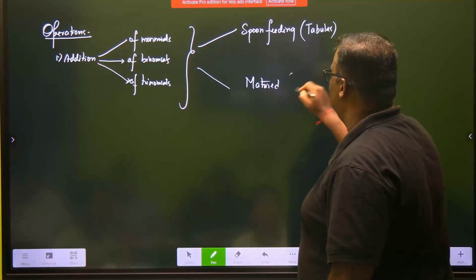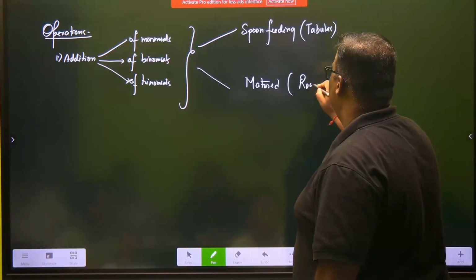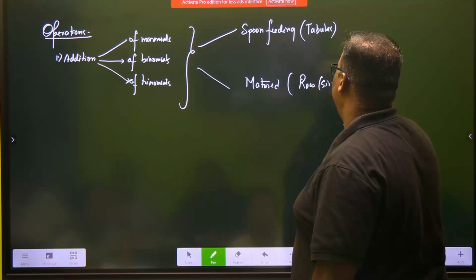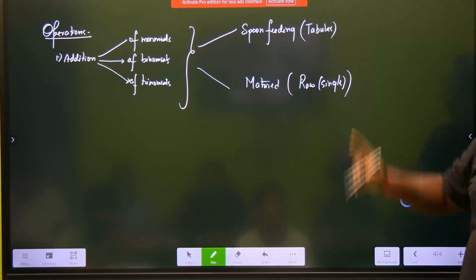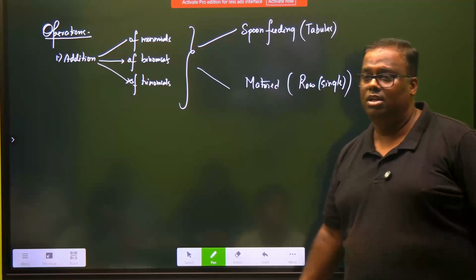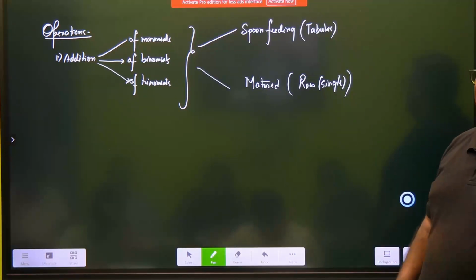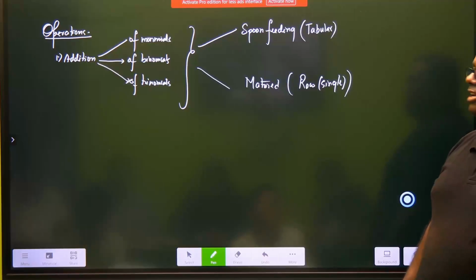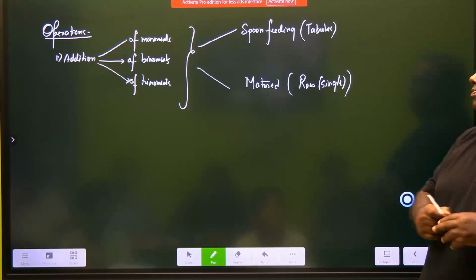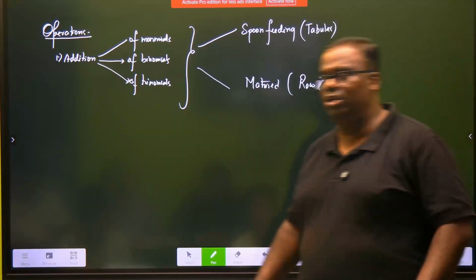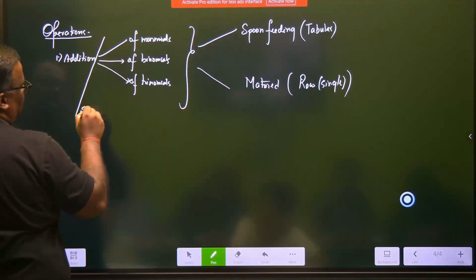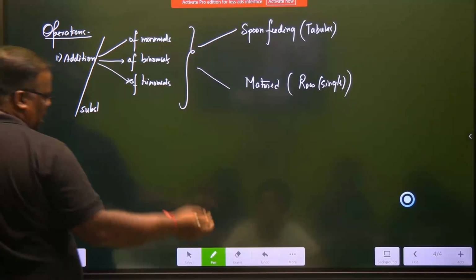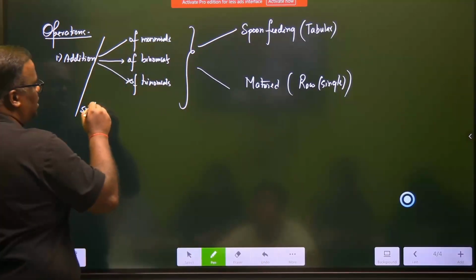Matured way is when you do it in a row, a single row. And that's what I want you to do. We will do one or two like this, and after that, if you keep doing it, I will strike right here. Ready? Goalie ready? Striker ready? So we will do addition of monomials, binomials, trinomials. Children, if you know addition, then subtraction is no great thing. It's the same thing, right? Subtraction is no great thing.